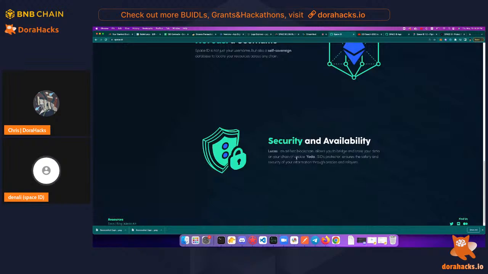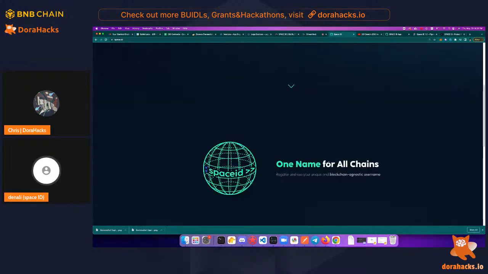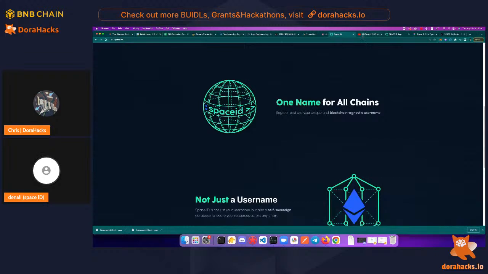Another feature is that we are secure and have high availability. The reason is that so many resources are managed on Space ID. We want to make sure it is safe and stable, so we have designed our own chain to manage the data and share it across chains, no matter where you register your name.